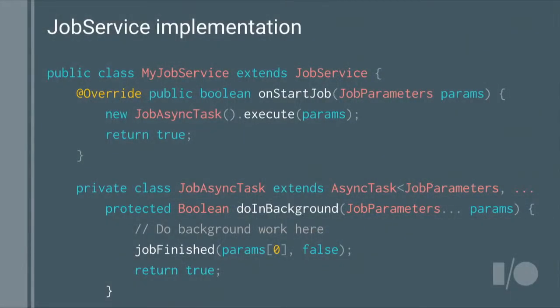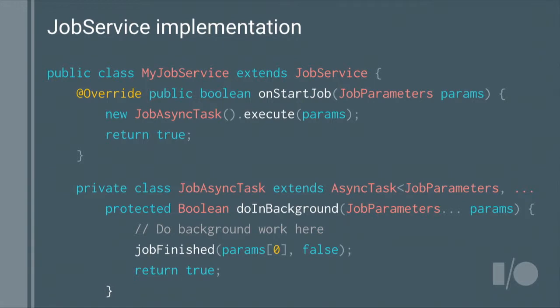Here is an implementation of a job service to handle the job from the previous slide. When the job executes, the onStartJob method is called with the job parameters object passed in. The job parameter object allows you to get the job ID and also any extras bundle provided when scheduling the job.